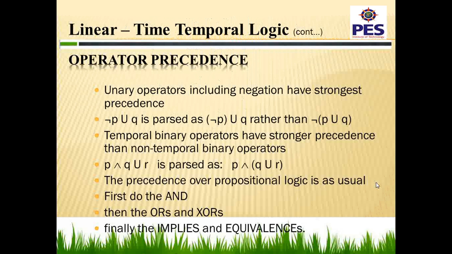First, unary operators including negation have the strongest precedence. If we come across the formula negation of P universal Q, it is parsed first as negation of P, and then the result is used with universal Q, rather than negation of P or Q. Temporal binary operators have stronger precedence than non-temporal binary operators. If we come across P and Q universal R, first it parses Q universal R, and later it parses P and the result of Q universal R. The precedence over propositional logic is usual: first AND, then OR and XOR, finally implies and equivalence.